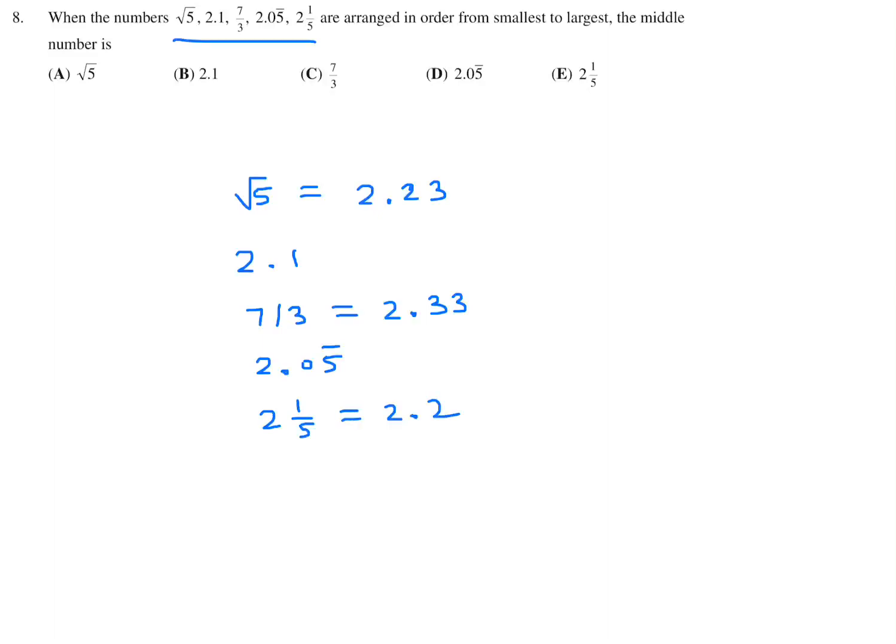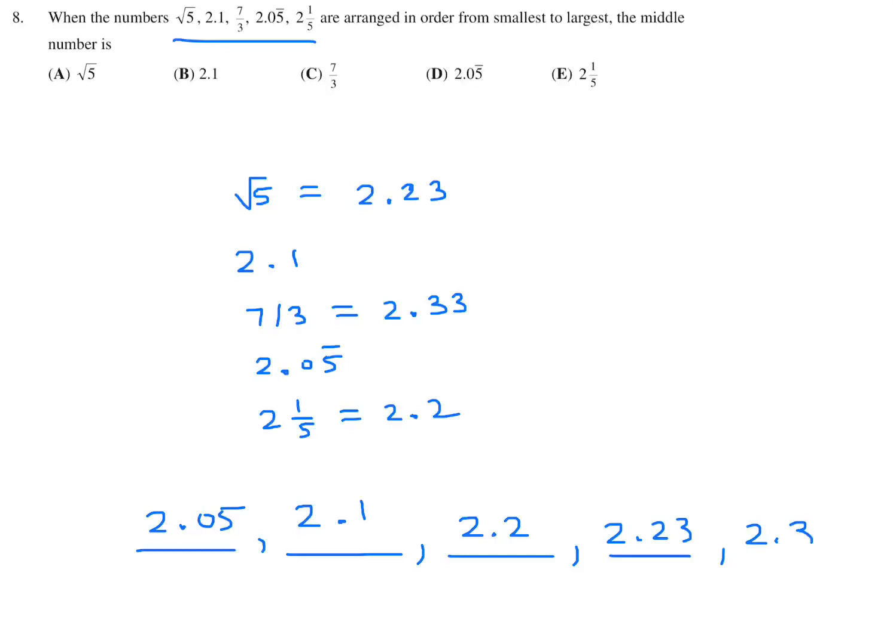All right, let's arrange them from smallest to largest. The smallest looks like this 2.05, and then the next one 2.1, and then after that 2.2, and then 2.23, and then finally 2.33. So the middle one is this one, and 2.2 was 2 1/5, sorry. So 2 1/5 for number 8 is E.